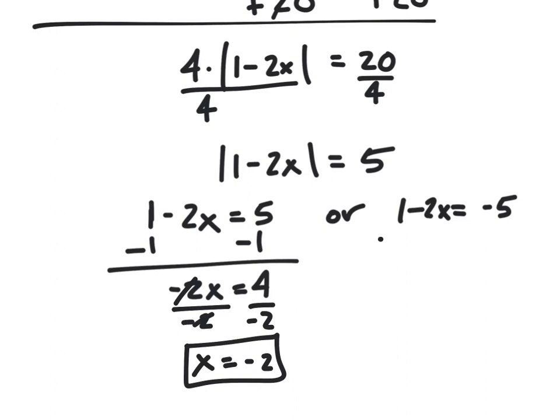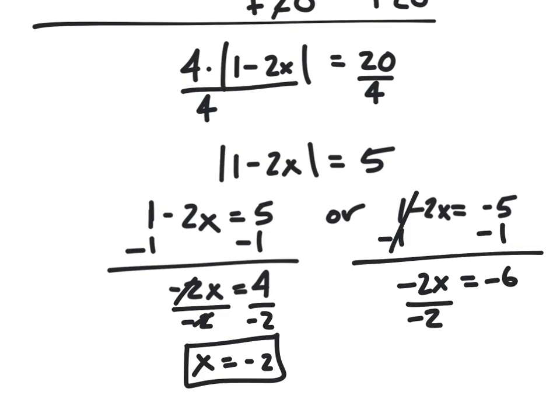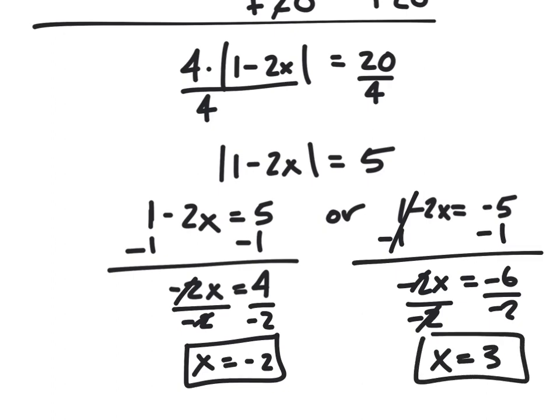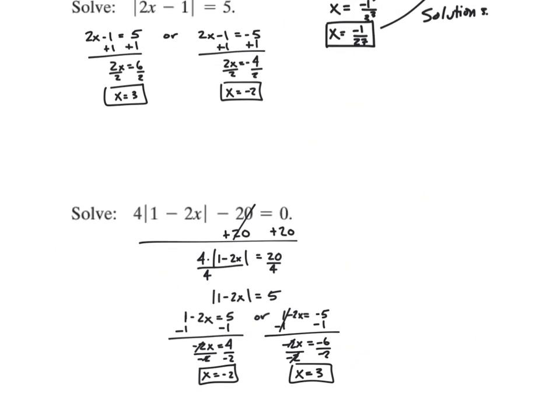Here I'm going to subtract 1 from both sides. So I get negative 2x is equal to negative 6. Divide by negative 2, divide by negative 2. And I get that x is equal to positive 3. Did I get the same thing? All right, you're not always going to get the same answer, but that's the idea.